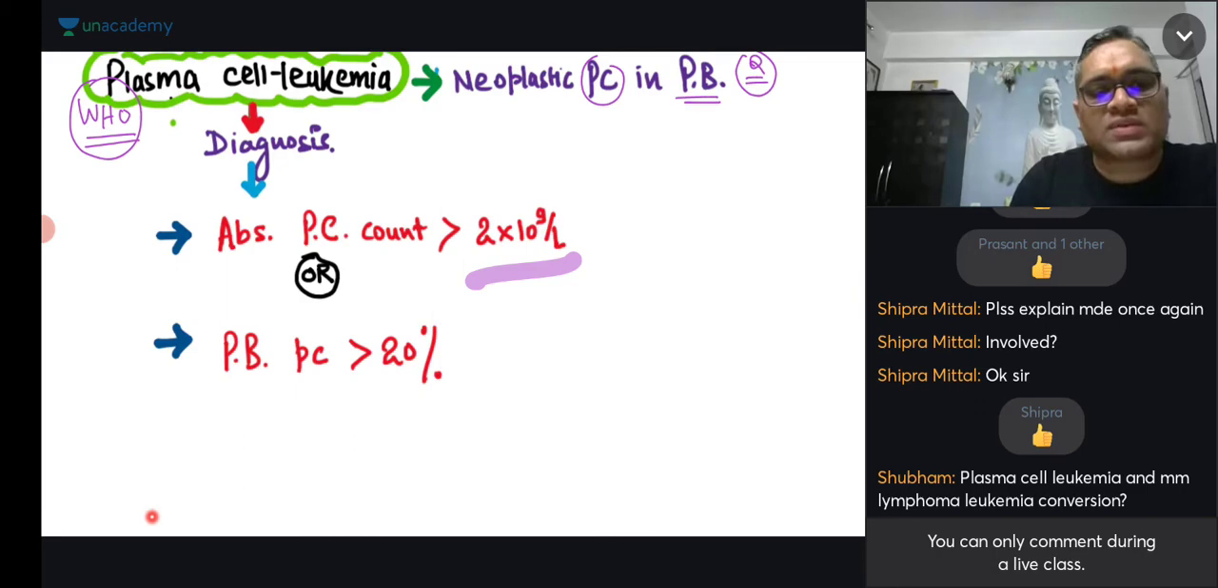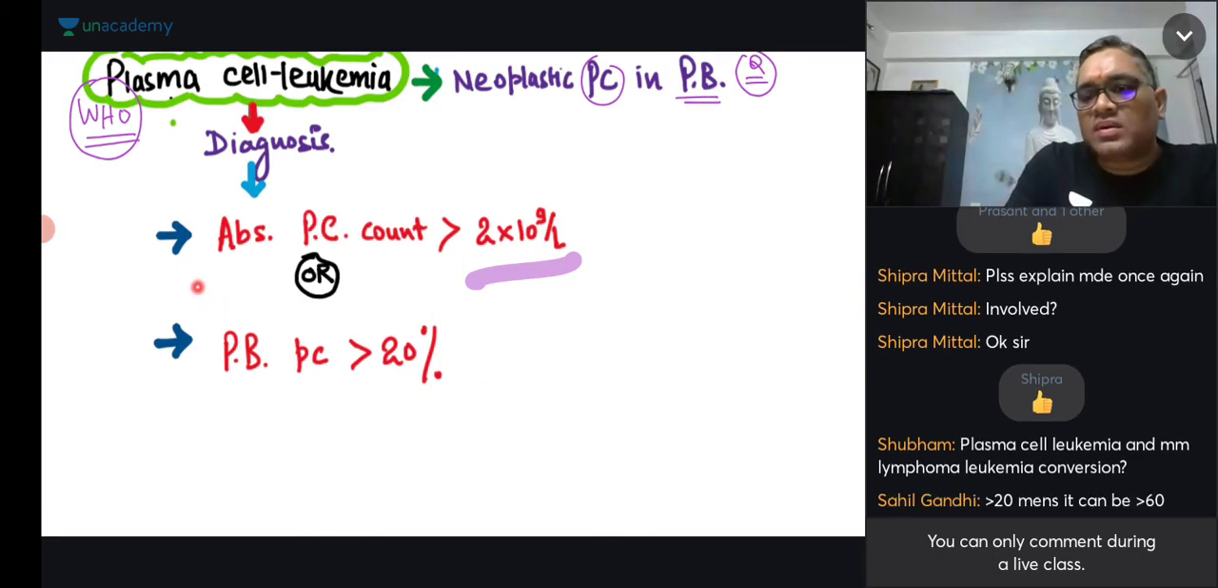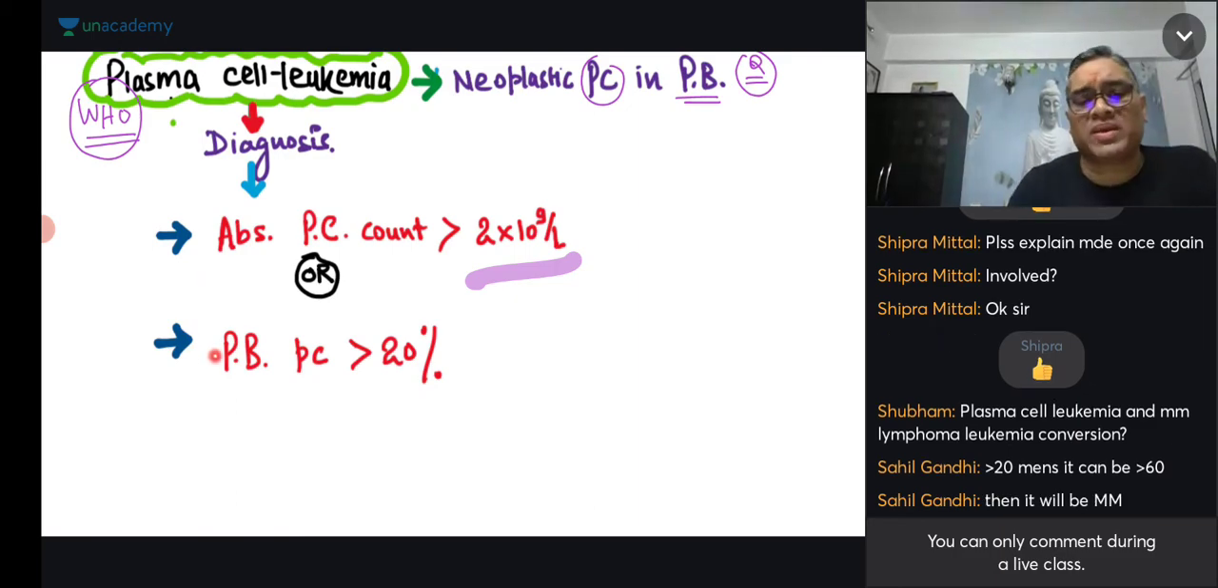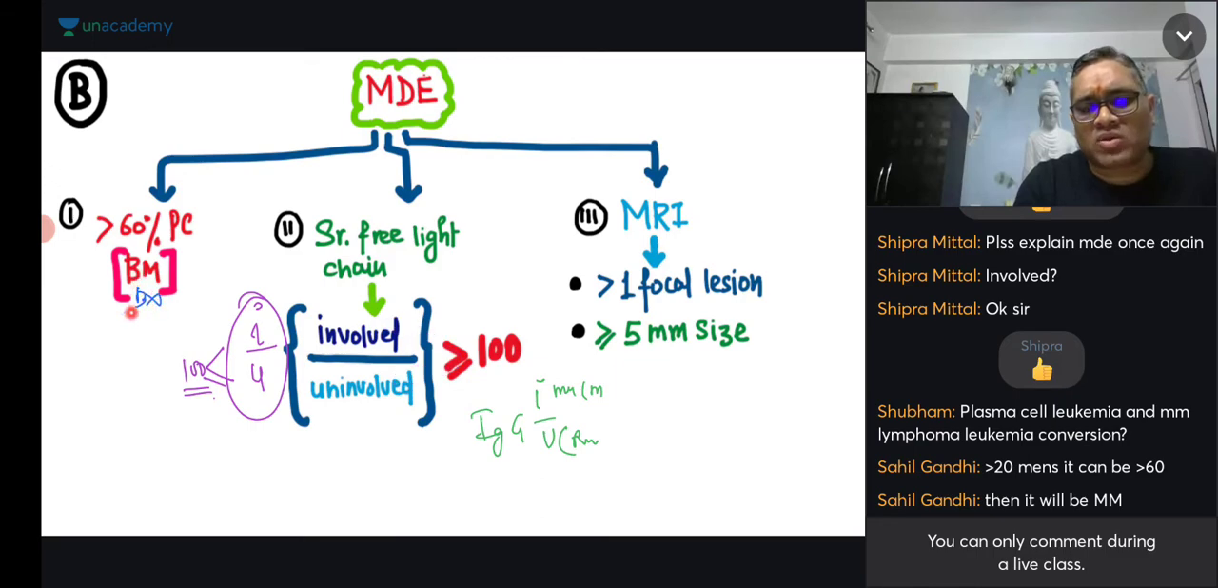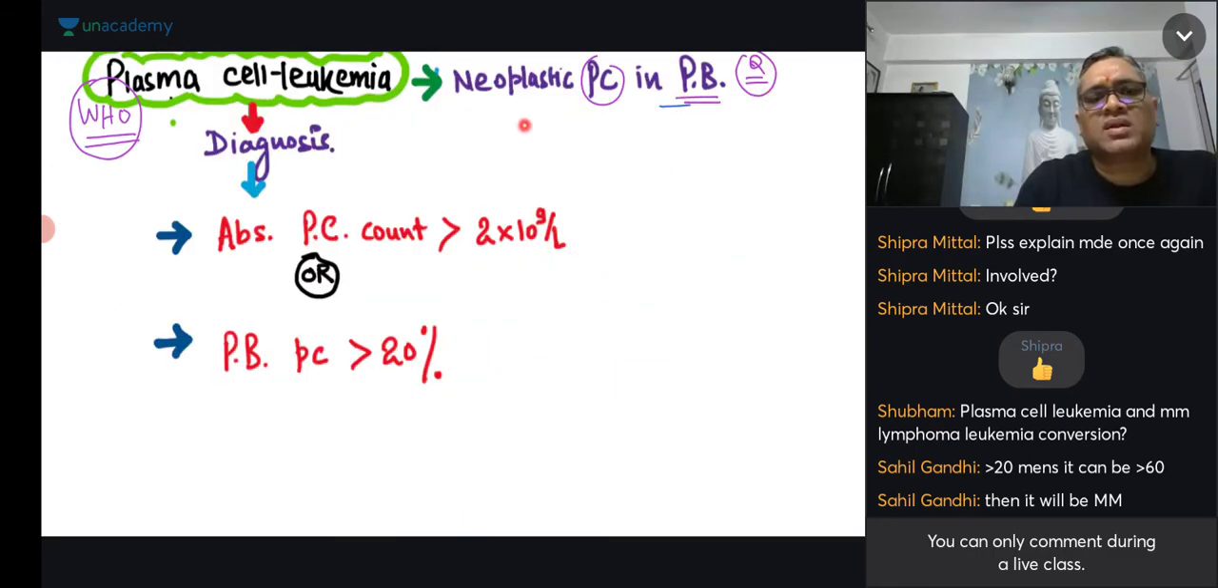Right? I'll just tell you what the question in the AIIMS exam was. I have seen and I was discussing it in our Telegram group, and students were not understanding. More than 20 means it can be more than 60. No. Why are you confusing? That is the bone marrow biopsy. See, this is the bone marrow biopsy, and I'm talking about the peripheral blood. This is the peripheral blood. Diagnosis in the peripheral blood.